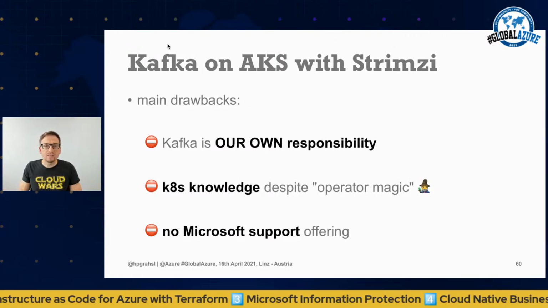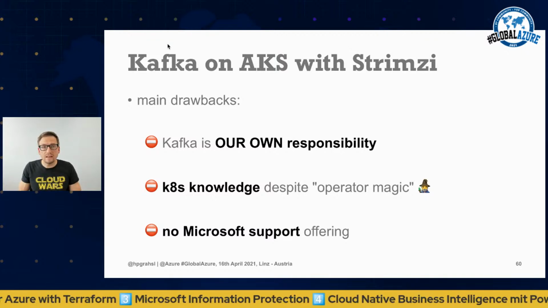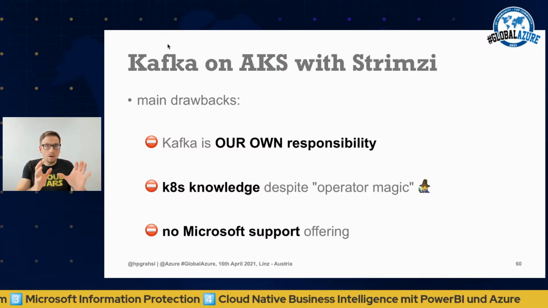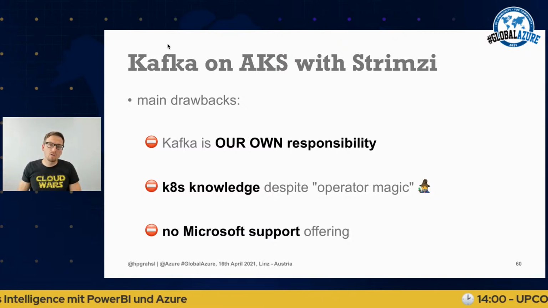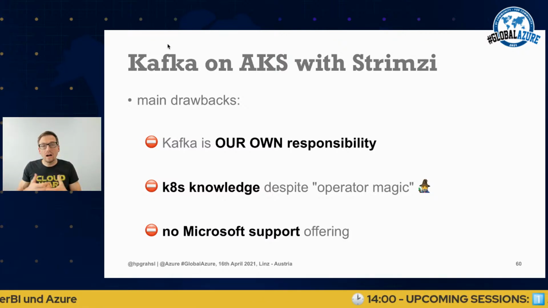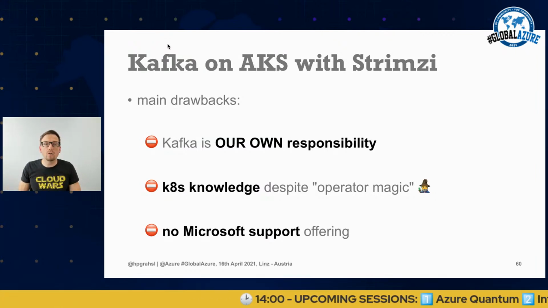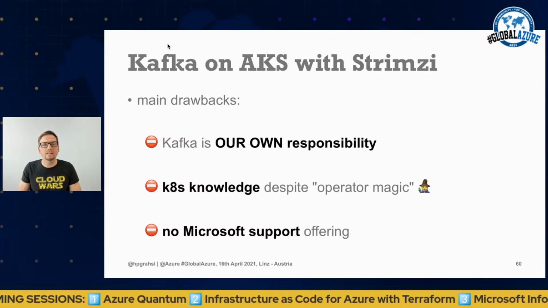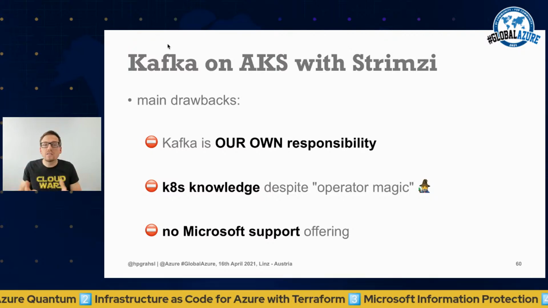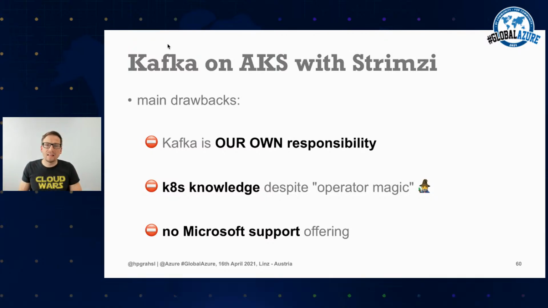The downside here is Kafka is still our own responsibility. Don't forget that. Even if we run on managed Kubernetes with SLAs, Microsoft doesn't support what we run on top of Kubernetes, in that sense, Kafka. So also keep in mind that when you go that route, you should have a certain amount of Kubernetes knowledge, despite all the magic that this operator does for us behind the scenes, because at one point, things won't go according to plan, and then you are on your own. So you don't get support for that part from Microsoft.